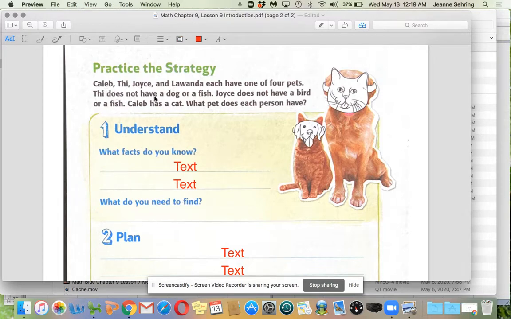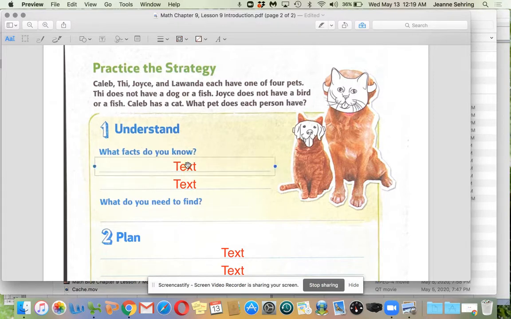Ty does not have a dog or a fish. Joyce does not have a bird or a fish. Caleb has a cat, so that's a yes right there. What pet does each person have?